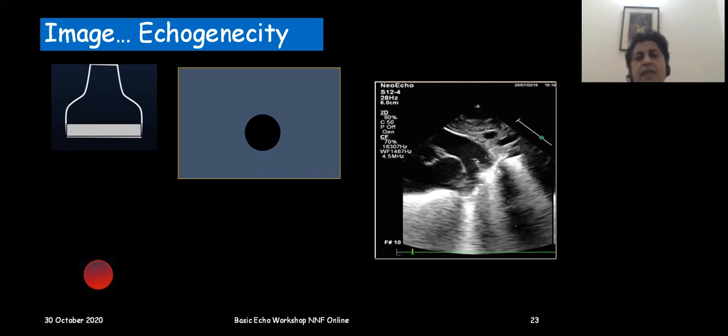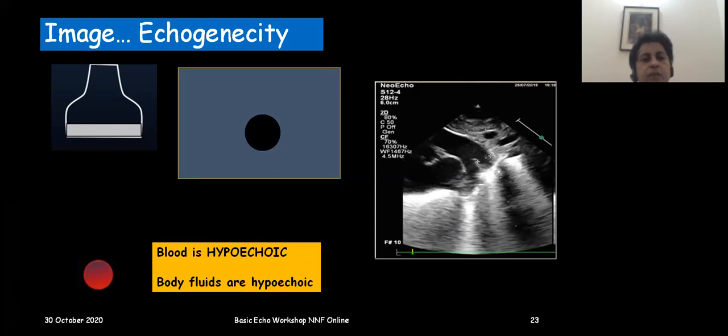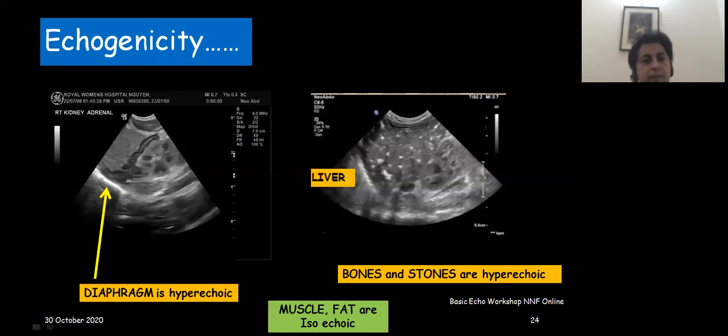And you can see in this picture to the right side, this is the pulmonary artery. The blood is seen as black. So blood vessels would be seen as virtually black in ultrasound images. So blood is hypoechoic. All body fluids, it can be urine, it can be pleural fluid, they're all hypoechoic.